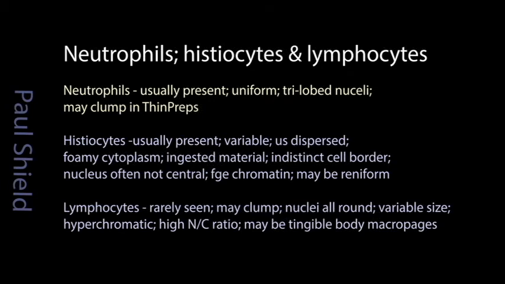So in summary, neutrophils are usually present. They're easy to identify because of the tri-lobed nuclei usually, and although they should be singly arranged, being white blood cells, they in fact sometimes artifactually form three-dimensional clumps in ThinPreps. Histiocytes also are usually dispersed by nature, but they can loosely clump together in ThinPreps.